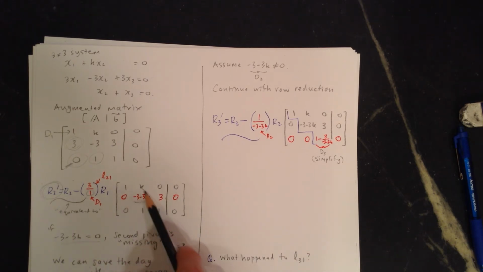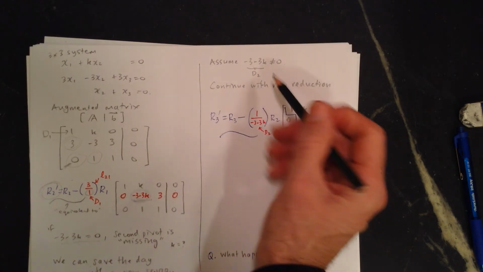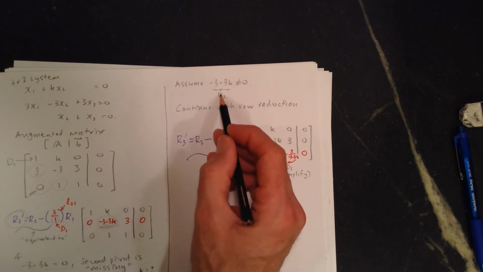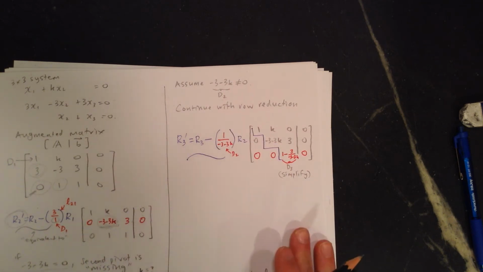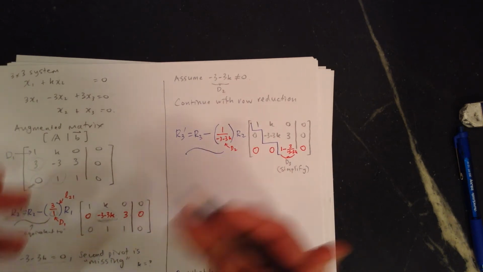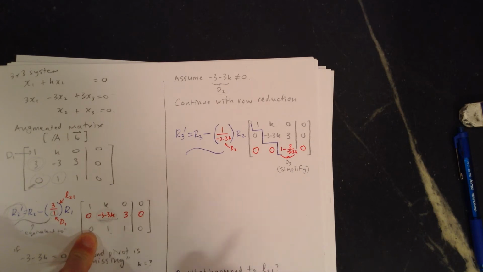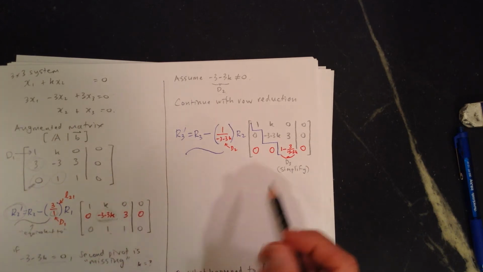This is non-zero. This blob here is some number. We can use it as a pivot. It's not missing, right? Assume 3 minus 3k is not equal to 0. This is our second pivot, D2. So we can go on to the row operation that would get rid of this character here. We don't have to do anything here. That's a question that's sitting down here. What happened to L31? Normally it would do this. That's a little question for you.